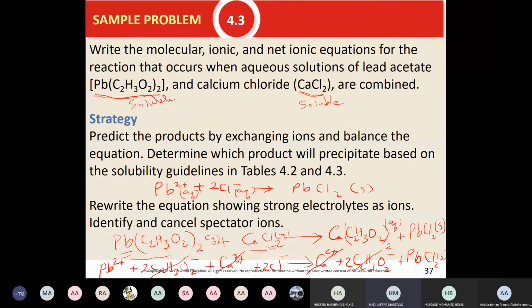Alone, you mean like what? Because they were in the first pot, there's a Pb with acetate, and the other one was calcium with chloride. Everything was separated. When we mix them together, then the Pb with the chloride will come out of solution. Oh, okay, I see, yeah.